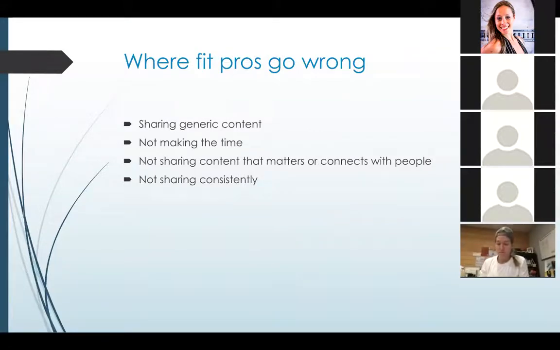And where I think a lot of fitness professionals go wrong is, number one, sharing generic content, right? So we think that people care about workouts and that they care about recipes and hydration and all of those things. And it's not a bad idea to sprinkle in some of those things. But if what you're sharing is primarily this kind of generic content, you're going to struggle to get engagement. And you've got to really meet people where they are.